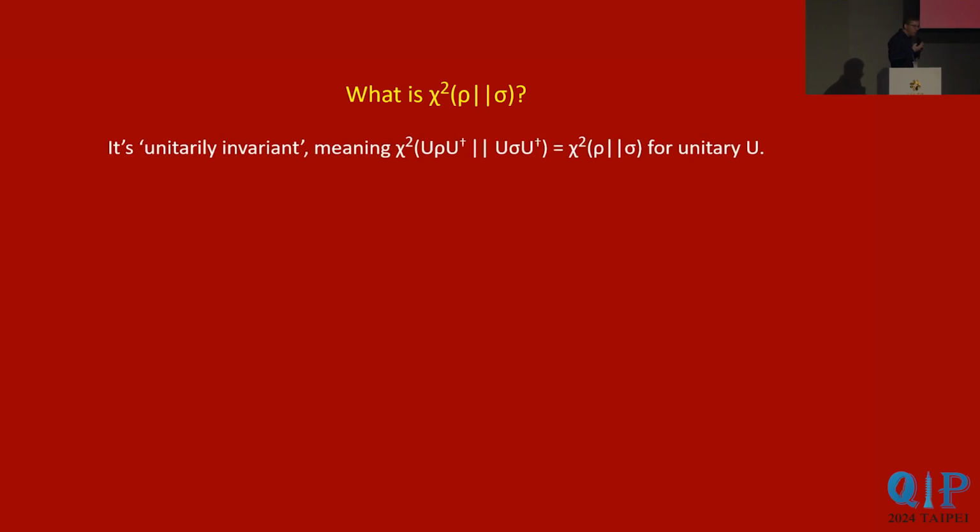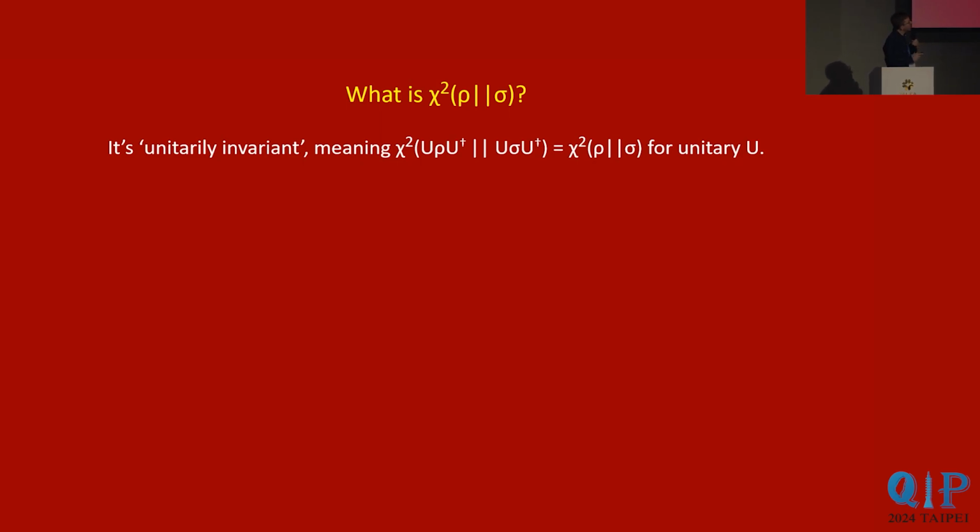And like every proper and good notion of the distance between two states, it has a property that is unitarily invariant. And what that means is if you have two states, rho and sigma, and you look at the chi-squared distance between them, it doesn't change if you change bases. So if you conjugate them both by the same unitary, it doesn't change what the distance is.